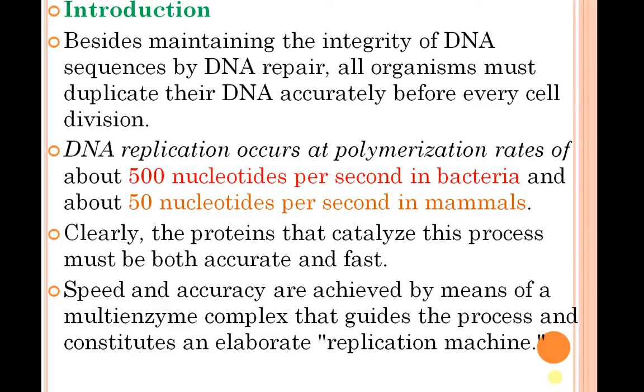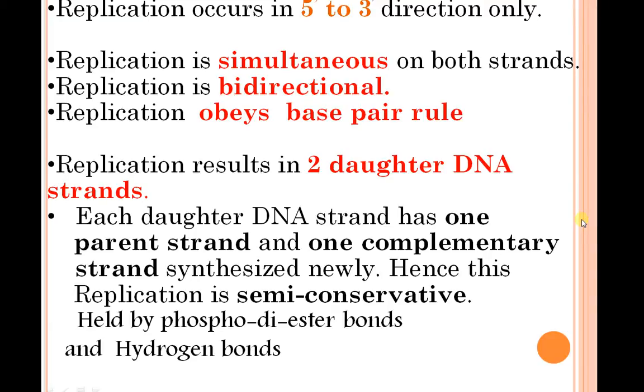DNA replication occurs at polymerization rates of about 500 nucleotides per second in bacteria and 50 nucleotides per second in mammals. Replication always occurs in the 5 prime to 3 prime direction. It is not 3 prime to 5 prime. Replication always occurs in the 5 prime to 3 prime direction only.